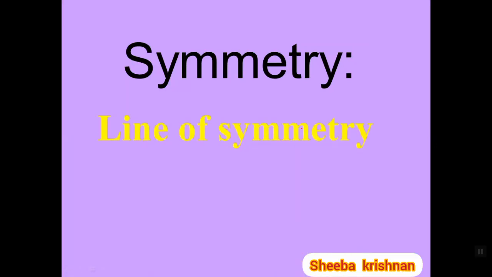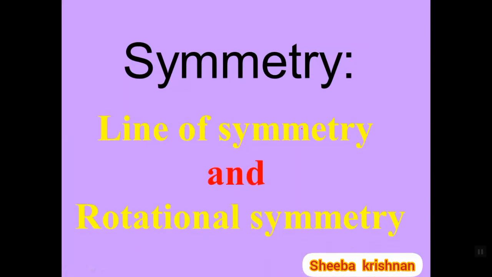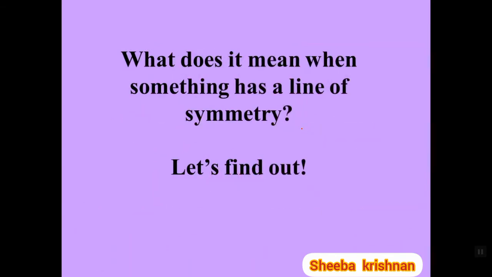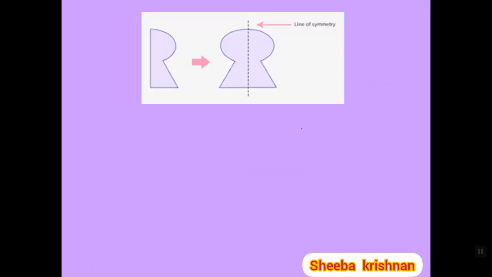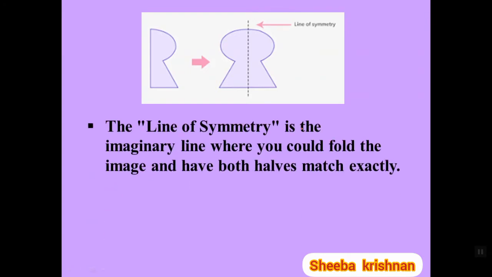Symmetry: line of symmetry and rotational symmetry. What does it mean when something has a line of symmetry? Let us find out. See this image. The line of symmetry is the imaginary line where you could fold the image and have both halves match exactly.